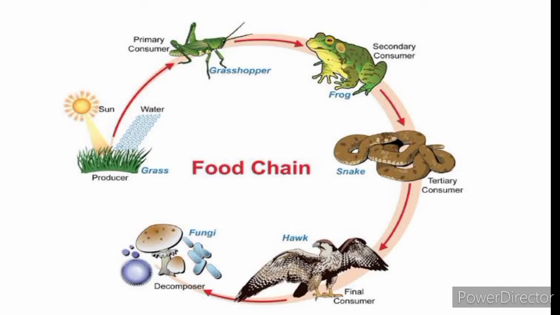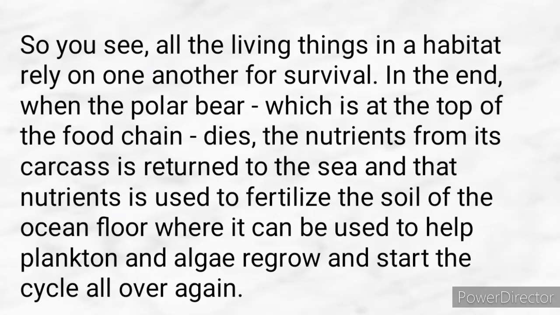and release nutrients back to the soil. And the plant will make use of the energy from the soil to grow again. Okay? And the cycle does what? Continues. All the living things in the habitat rely on one another for survival. In the end, when the polar bear, which is at the top of the food chain, dies, the nutrients from its carcass are returned to the sea, and those nutrients are used to fertilize the ocean floor, where they can help plankton and algae regrow and start the cycle all over again.